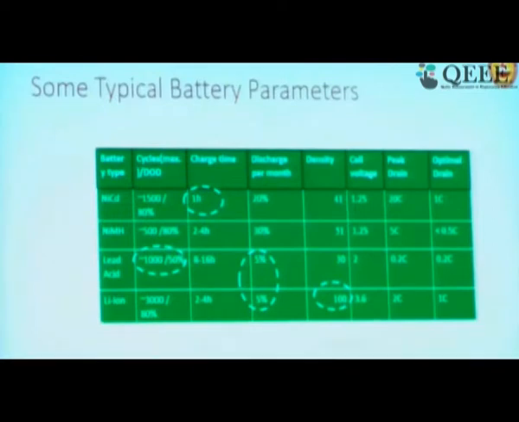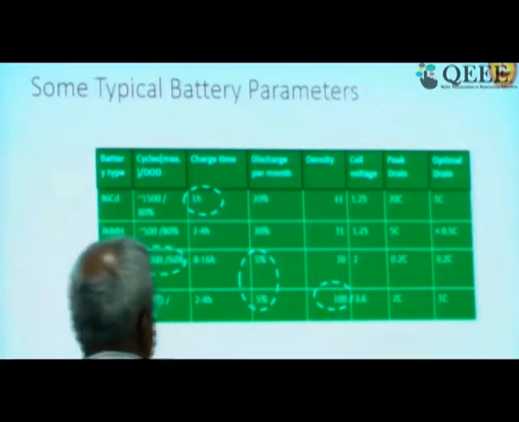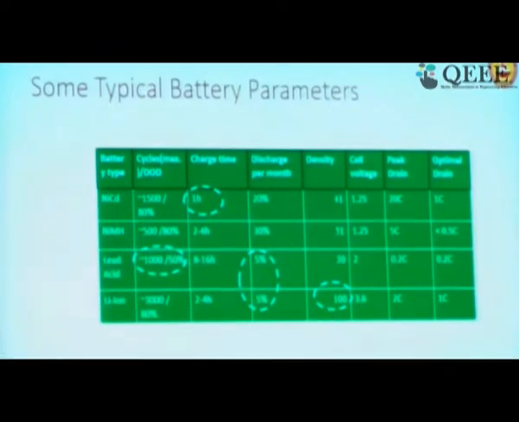Density is extremely good for lithium ion, so the future is lithium ion. And cost, of course, lead acid is extremely low cost. Lead acid VRLA battery you can get at around 6,000 rupees per kilowatt hour.